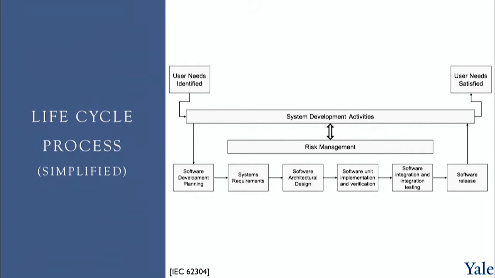So this is my slight simplification of the lifecycle model from the standard, and this is what we're going to try to follow. We're going to do planning, requirements, design, testing, all the way to release. And then we'll talk about risk management at the end of this segment as well. And again, as always, we start with the identification of user needs, and we conclude with the satisfaction of user needs. That is our goal, to create something that meets the needs of our user. That is the definition of validation, which is what we need to demonstrate to regulatory agencies at the end.